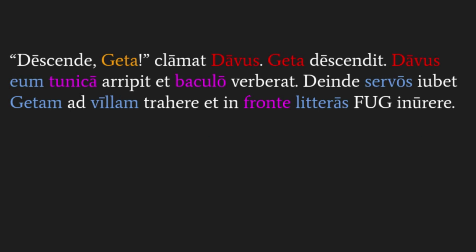Descende Geta, clamat Davos. So Davos shouts, climb down Geta, right? Geta is vocative because he's calling him by name. Geta descendit, so Geta climbs down. He knows he's caught, he comes down. Davos eum tunica arripit et baculo verberat.